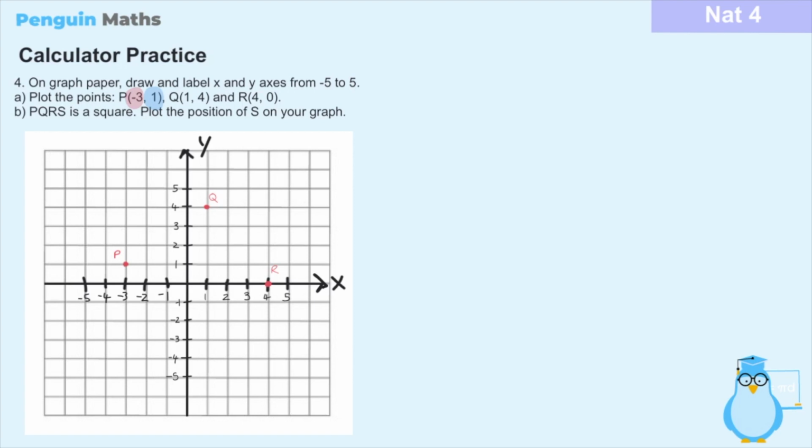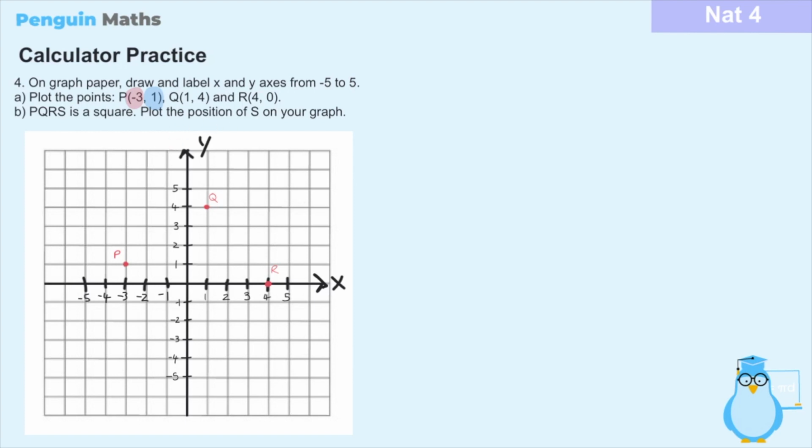But moving on to part B, we are told that PQRS is a square. So that would mean that if we have an extra point on this diagram and we labelled it S, if we joined all 4 of these points together, then that's going to form the shape of a square. And we've been asked to plot the position of S on our graph.